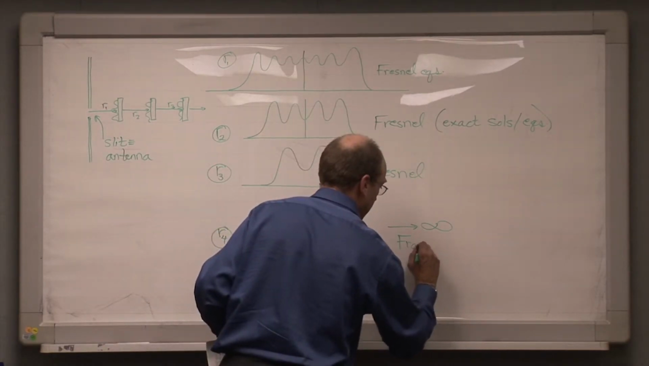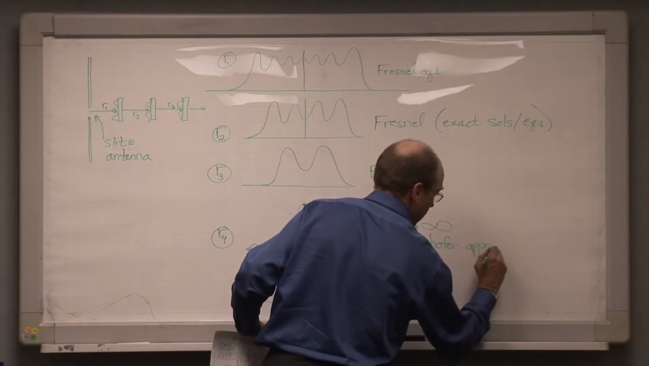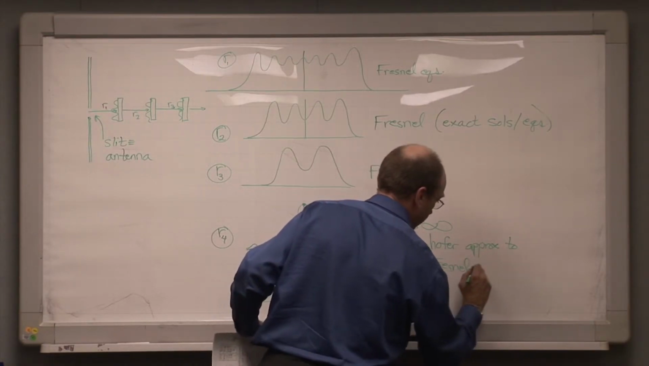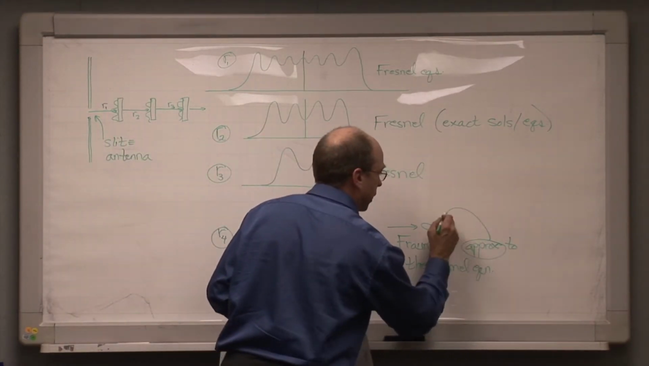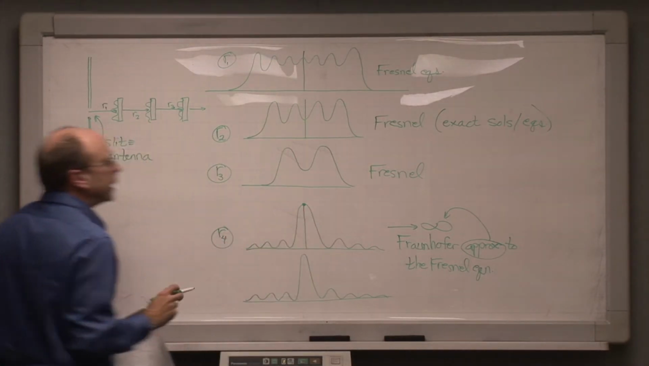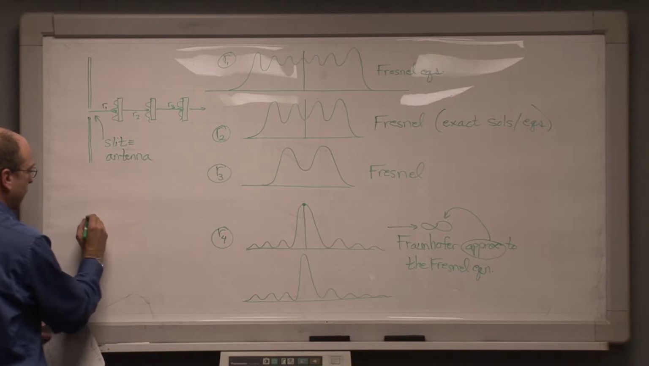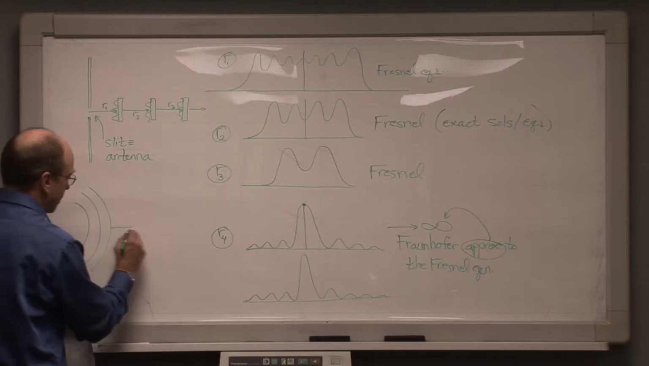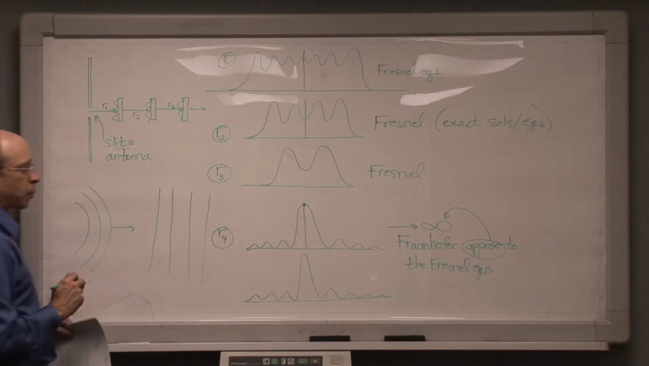And this is described by the Fraunhofer approximation to the Fresnel equation. This approximation gets better and better as the distance from the slit, our so-called antenna, approaches infinity. Now, geometrically what's happening is, as we move further and further away from this antenna, the radiation wave front is looking less and less spherical, and instead is approaching something that looks like a flat planar wave front.